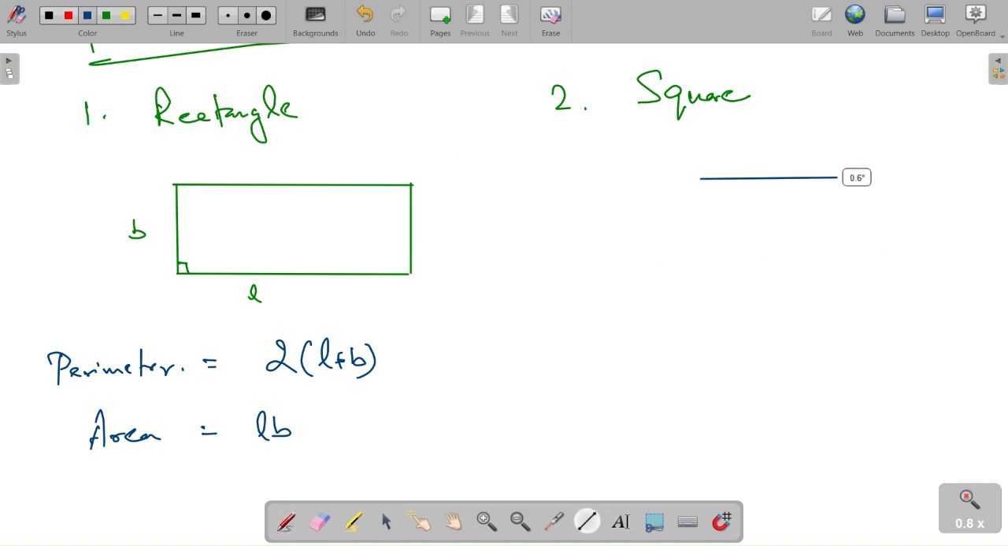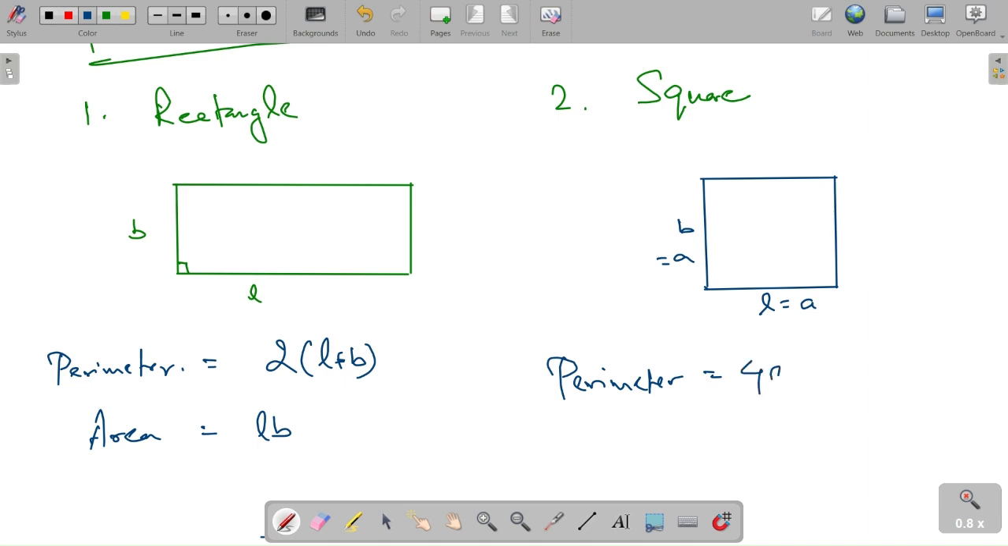Yes. For a square, we have L equal, a square is also a rectangle. A square is also a rectangle, but length and breadth are the same. So this is L, this is B, and they are the same, equals to A equals to A. So my perimeter will be A plus A plus A plus A, 4A. And area will be A into A, so A square.